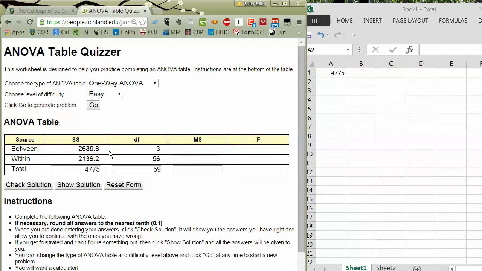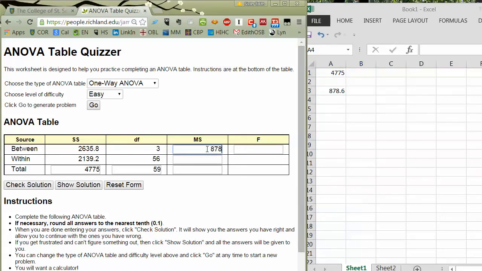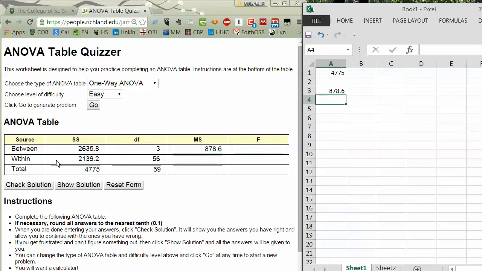So to average the variability between groups across the number of groups, I'm going to use my Excel spreadsheet another time. I put in an equals, and the first number is the sum of squares, 2635.8, and a slash for my division, and I put in 3, and the number that I get is 878.6. And then I can do the same thing for my variability within the groups.